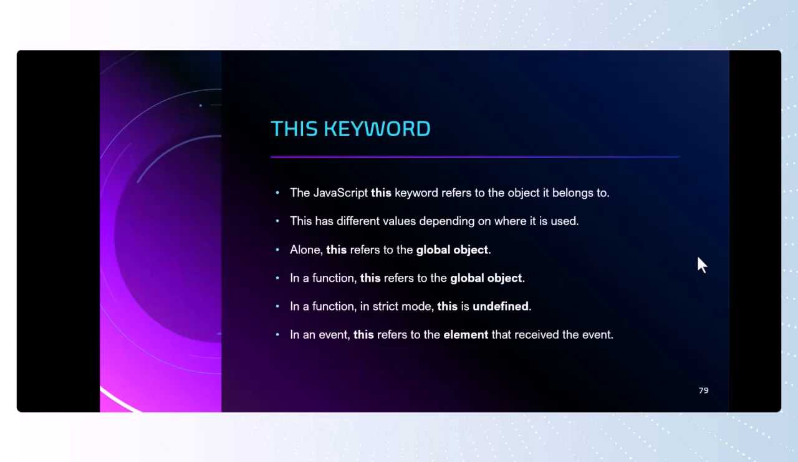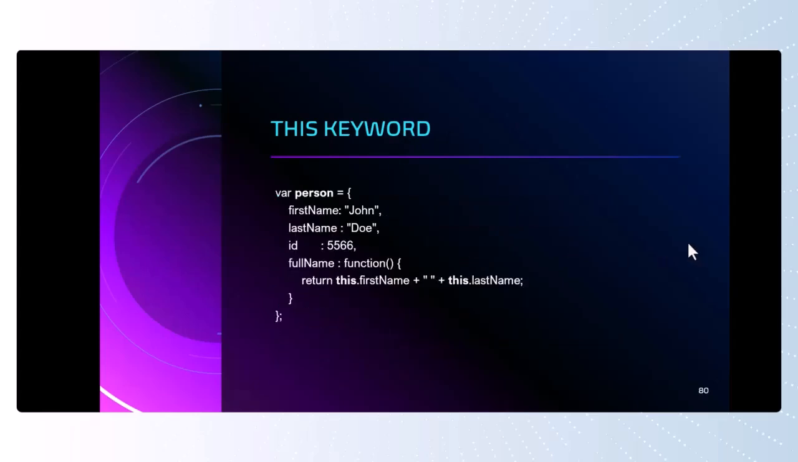This keyword. The JavaScript this keyword refers to the object it belongs to. It has different values depending on where it is used. So alone, this refers to the global object. In a function, this refers to the global object. In a function in strict mode, this is undefined, and in an event, this refers to the element that received the event. So this is an example of the this keyword.